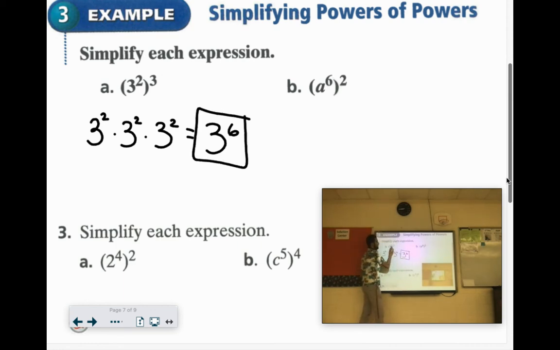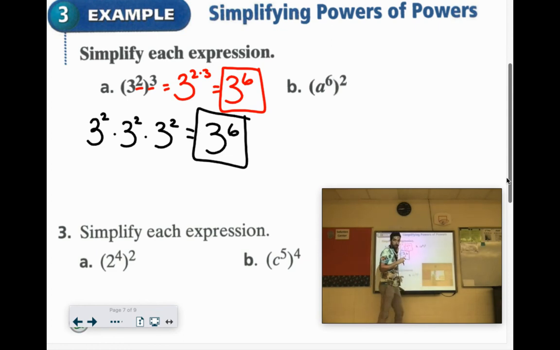How else can you get 6 with 2 and 3? You multiply them. So that's the rule. When you raise a power to a power, you just multiply the exponents. So this would be 3 to the 2 times 3rd power. 2 times 3 is 6. Same answer.